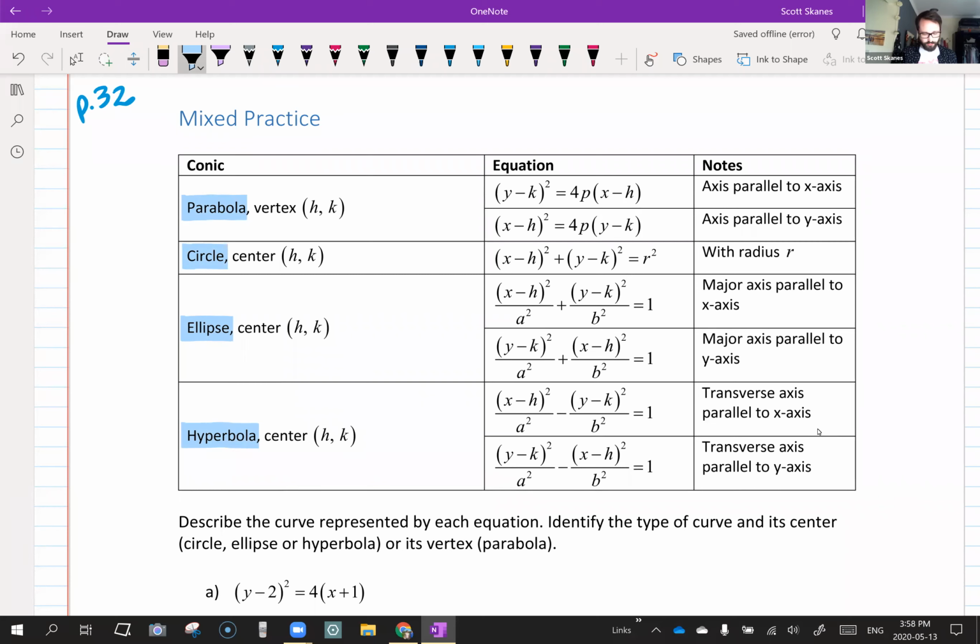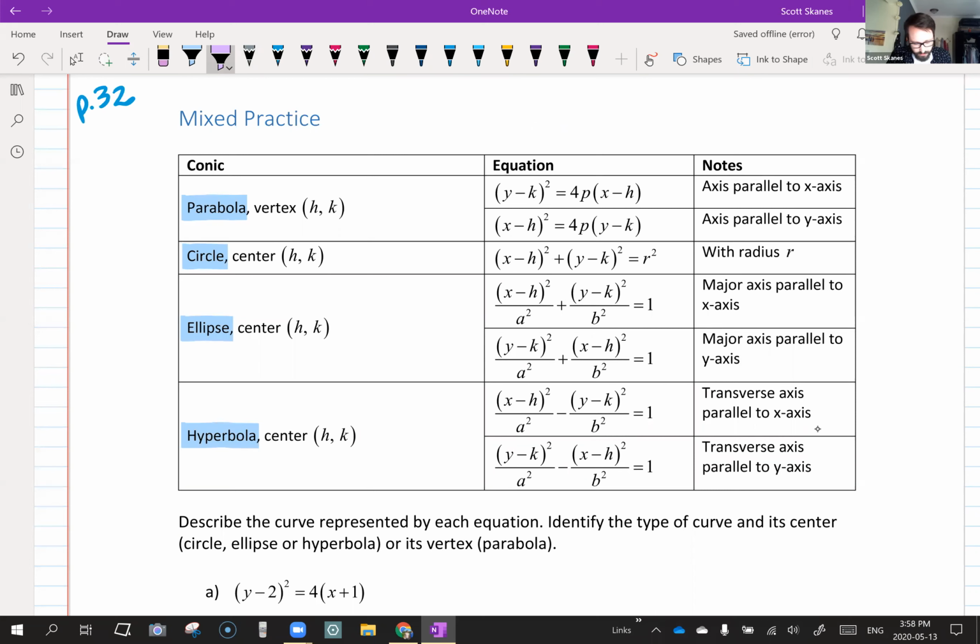Let's go through the parabola and see what makes a parabola a parabola. If you remember, a parabola is a curve that opens in one of four directions: this one, this one, this one, or this one. We've covered those before. How do you know which one's which? By looking at the equation.